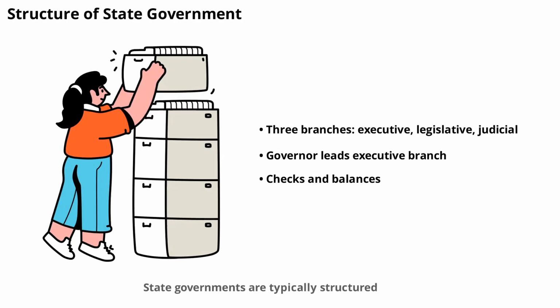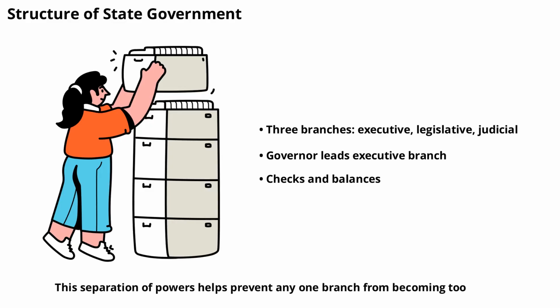State governments are typically structured similarly to the federal government, with three main branches: the executive, the legislative, and the judicial. The executive branch is headed by the governor, who acts much like a president but at the state level. The legislative branch, often called the state legislature, is responsible for making state laws. Finally, the judicial branch interprets those laws and ensures justice is served. This separation of powers helps prevent any one branch from becoming too powerful and ensures a system of checks and balances within the state.